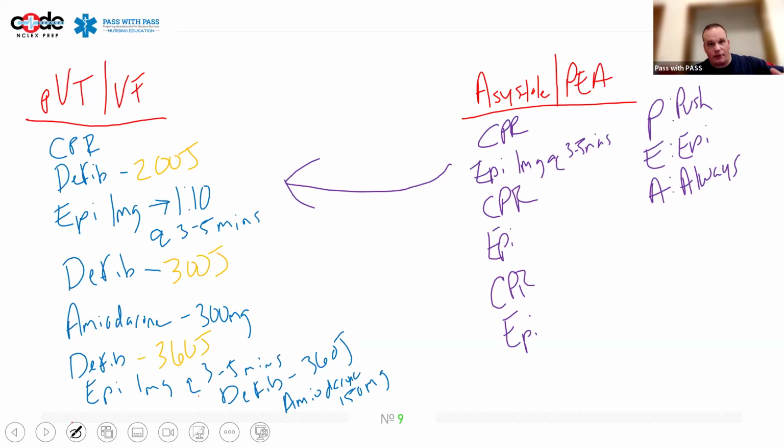With, again, other things happening simultaneously, and also considering our H's and T's to rule things in or rule things out to hopefully make it a more favorable environment if we are to get ROSC for a patient.